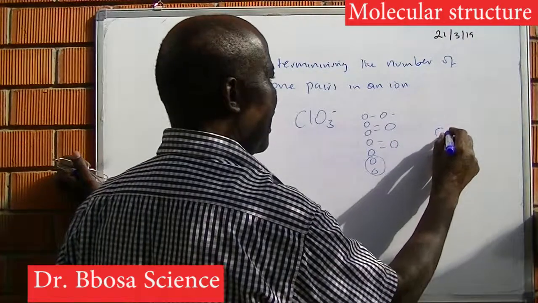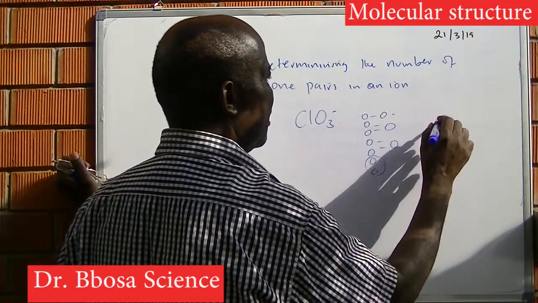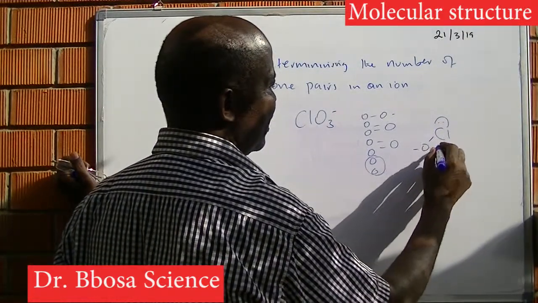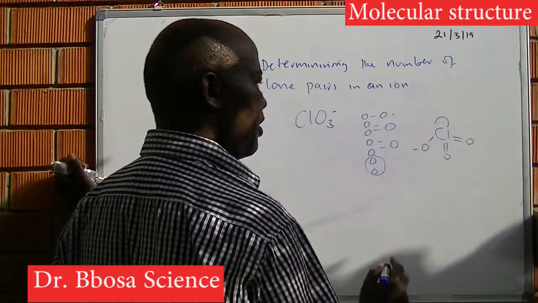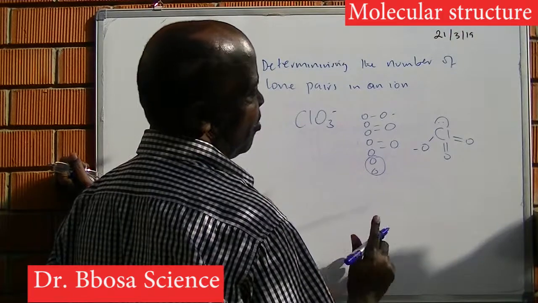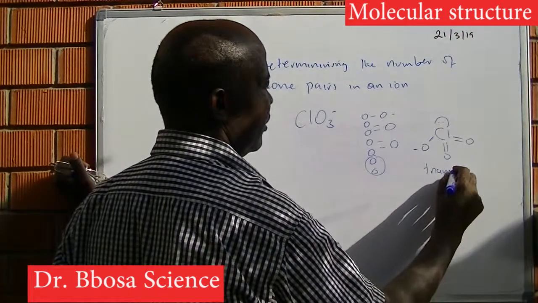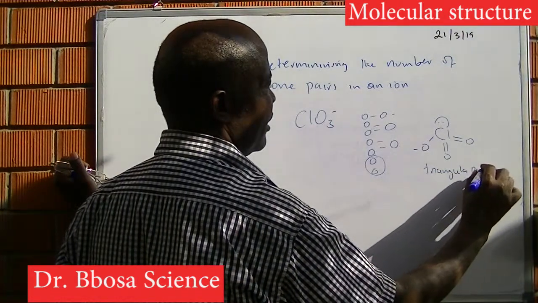So we shall draw it like this. Put a lone pair of electrons. Then you put 1 oxygen with a charge. Then the other 2 oxygens without charge but with double bonds, and this is a triangular pyramid.